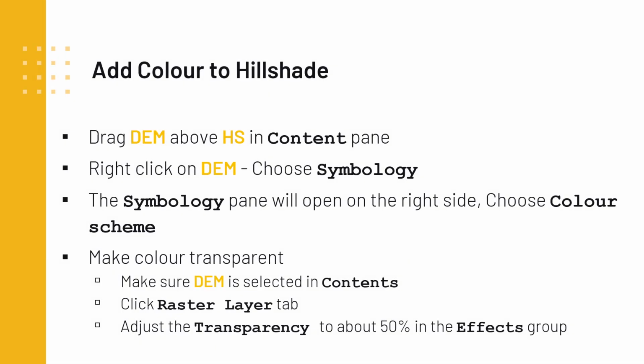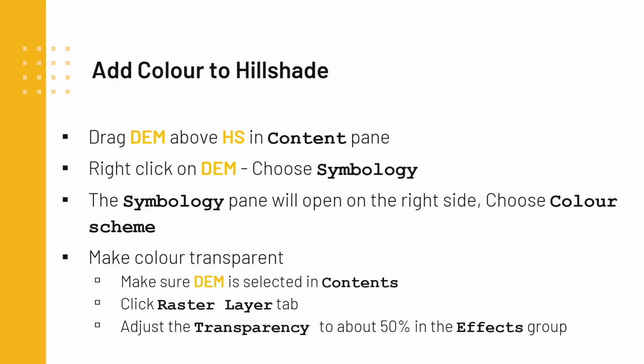So what I'd like to do is add some color to our hillshade. To do this, you're going to have to drag the DEM above the HS or hillshade in the content pane on the left side. Then I'd like you to right click on the DEM. In the pop-up, you're going to choose the symbology option. Again, the symbology pane is going to open on the right side.